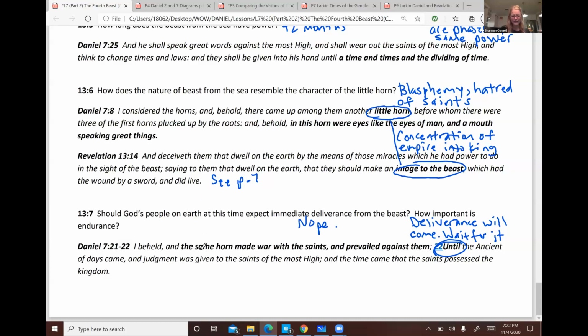So Daniel 7:21-22, I beheld, and the same horn made war with the saints and prevailed against them. So this little horn will prevail against the saints. He's going to trample upon them. He's going to break the power of the holy people. But it says until, that means his time is going to come to an end, until the Ancient of Days came and judgment was given to the saints of the Most High, and the time came that the saints possessed the kingdom.